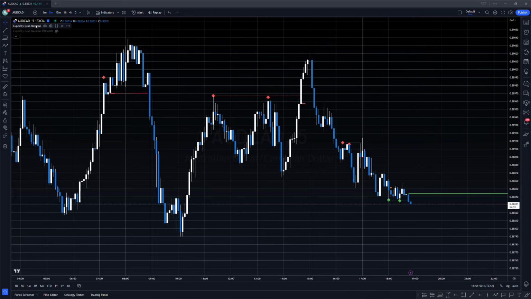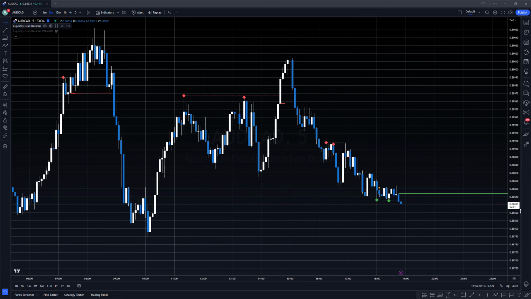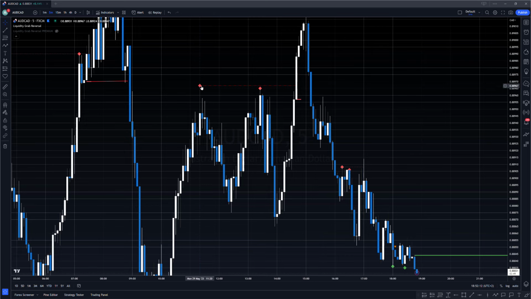Okay, so what are the settings of this free Liquidity Grab Reversal indicator? You can set the liquidity highs lows look back forward period. What it means here, I have set it to 2. You have some description for that setting. It is very simple. As you can see, this pivot high has one, two candles lower to the left and one, two candles lower to the right.